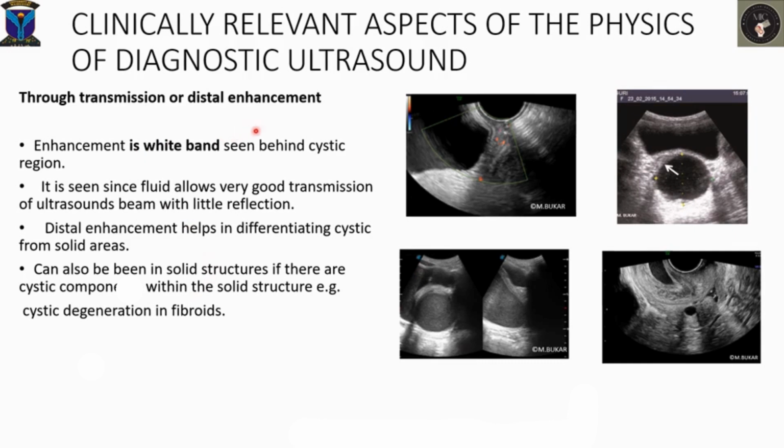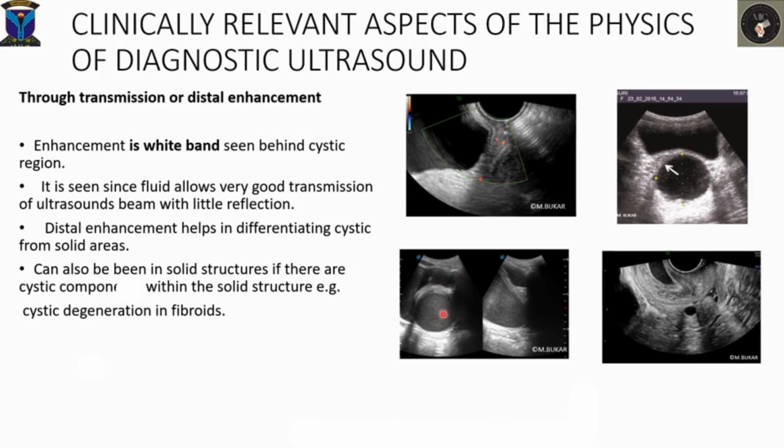True transmission or distal enhancement is a white band seen behind cystic structures, irrespective of whether they are normal or abnormal. This is the urinary bladder on transvaginal ultrasound scan. This white band seen behind the urinary bladder is called distal enhancement or true transmission. This is a case of dermoid cyst. You can see this white band behind the dermoid cyst. This is a case of a Graafian follicle. You can see this white band beyond the follicle.